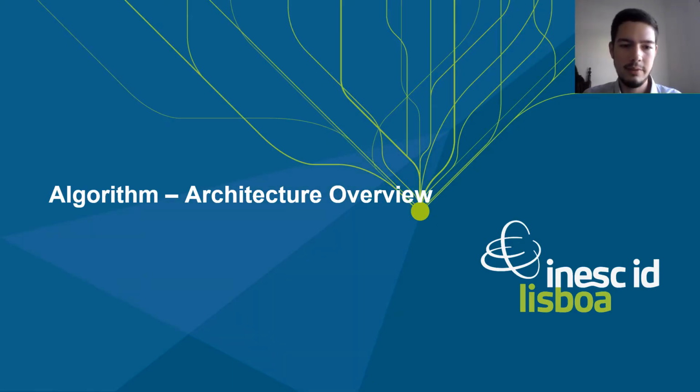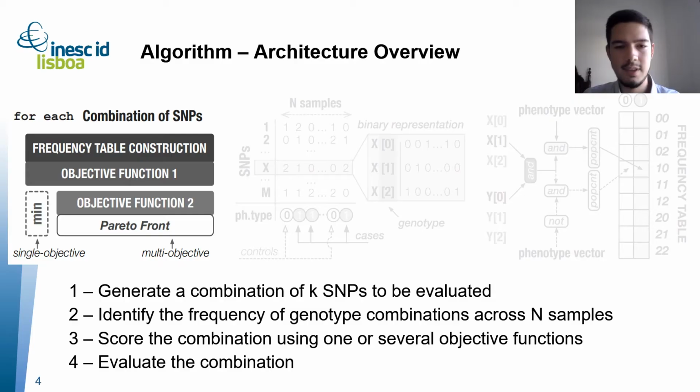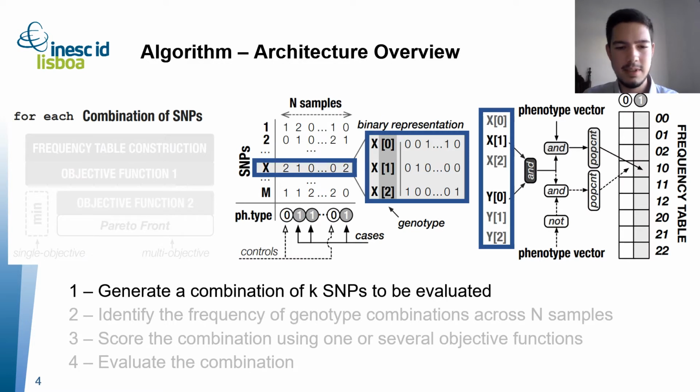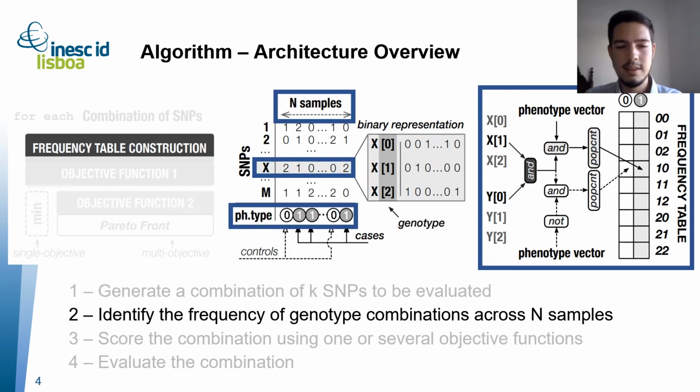Let's now look at an overview of the algorithm being used for epistasis detection. This algorithm consists of a series of 4 steps identified here. The first step consists of generating a combination of K SNPs to be evaluated. The SNPs are represented in the dataset in a binary representation, where each SNP has 3 binary arrays indicating the values for either 0, 1, or 2. In this case, we have K equals 2, therefore 2 SNPs in each combination, in this case X and Y. These SNPs will be evaluated by going through all N samples and looking at the genotype values for each SNP and also the phenotype value for each sample.